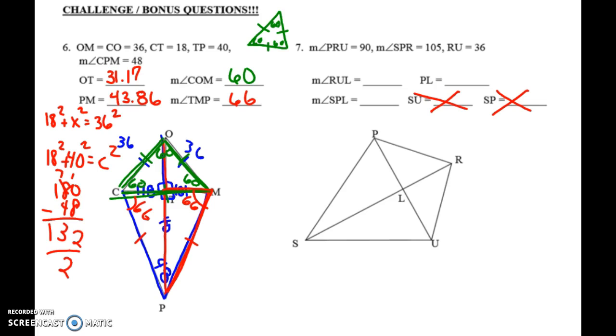It says that PRU is 90 degrees. Again, this is an isosceles triangle, correct? If those two sides are the same, wouldn't these two angles be the same? How big would they be? How big's a triangle? And I already have a 90, so 90 divided by 2 would be 45. So these would be 45 degrees. If it's asking me to find the measure of angle RUL, that would be my 45 degrees.